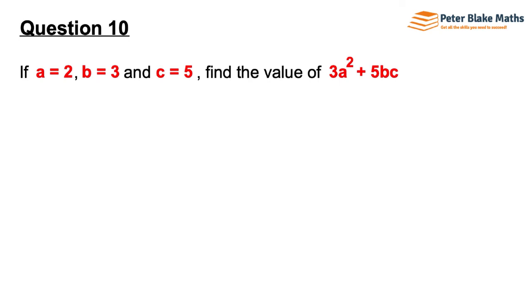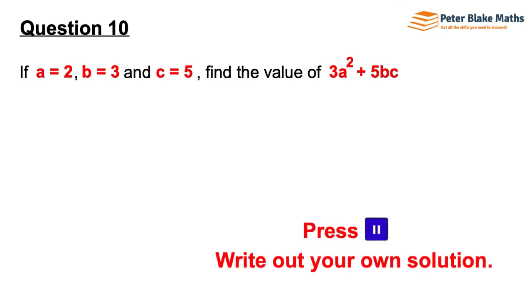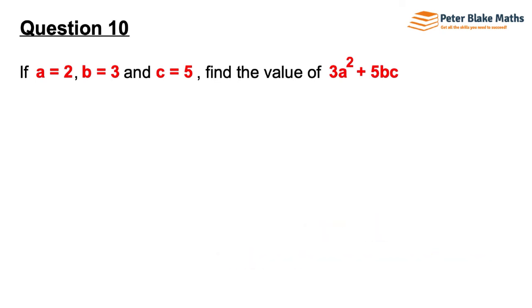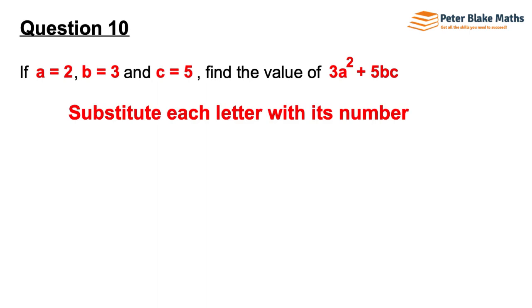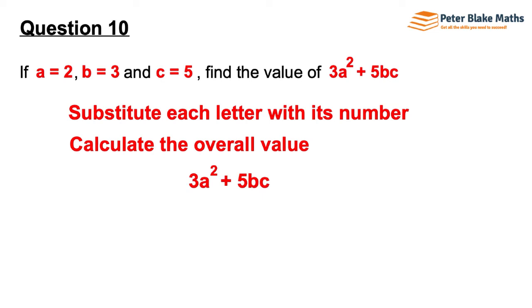Question 10. If a equals 2, b equals 3, c equals 5, find the value of 3a squared plus 5bc. Let's substitute each letter with its number, the value given in the question, and then we'll calculate the overall value of the expression. Alrighty, so we'll write out that expression there on the first line, 3a squared plus 5bc, and we've got the values for each of those letters, so we're going to substitute in underneath.